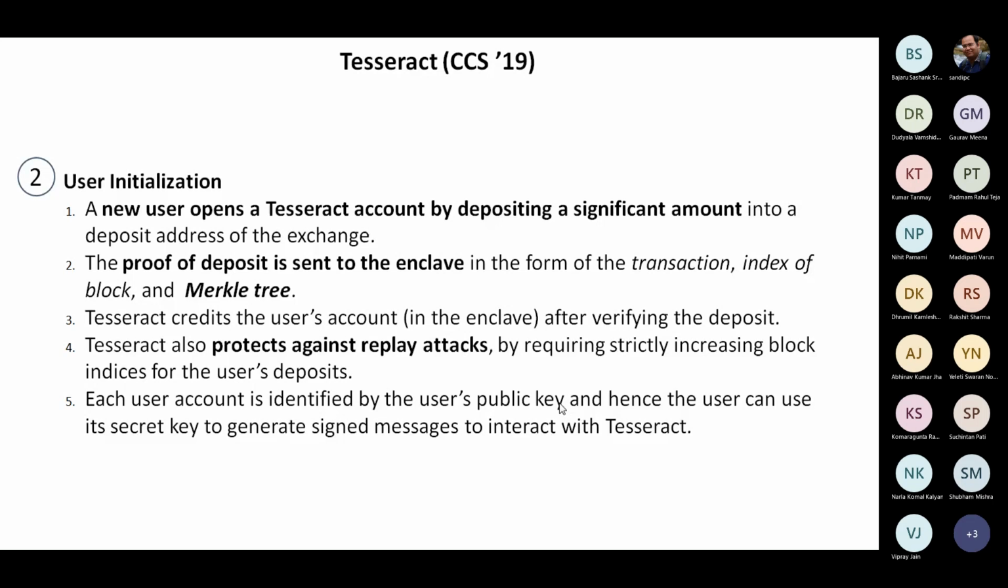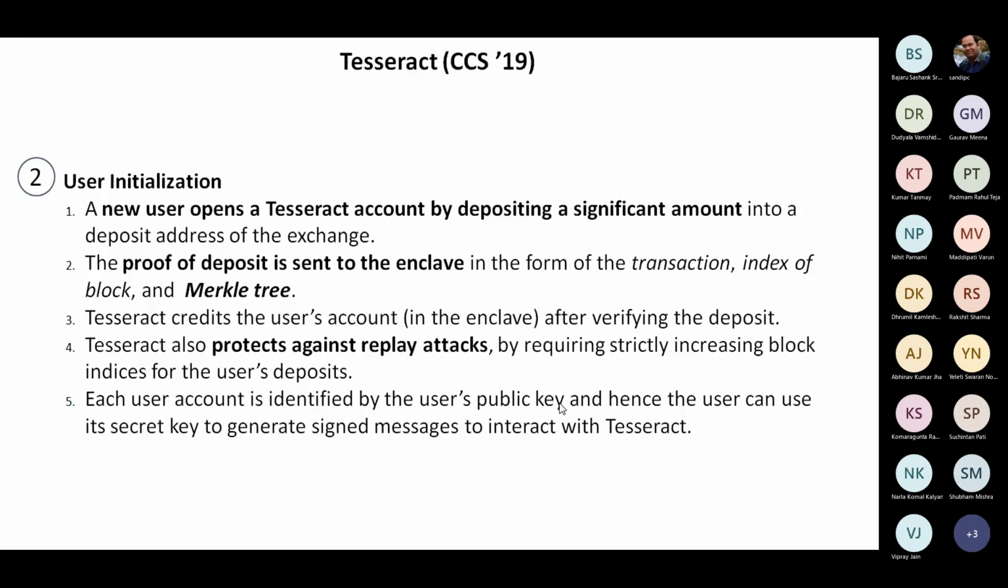So there is this network, and we have this particular node serving as the exchange, and in the enclave it is now maintaining the user's account. It also protects against replay attacks by requiring strictly increasing block indices for the user's deposit. So it wants to ensure that the same user does not again say, see, I deposited 10 bitcoins and now I'm depositing another 10 bitcoins, but actually showing the same details, and in the process trying to replay the earlier details. Those are guarded against by following strictly increasing block indices and so on.